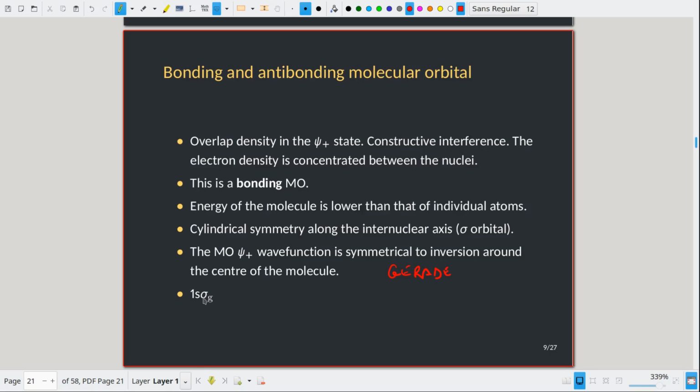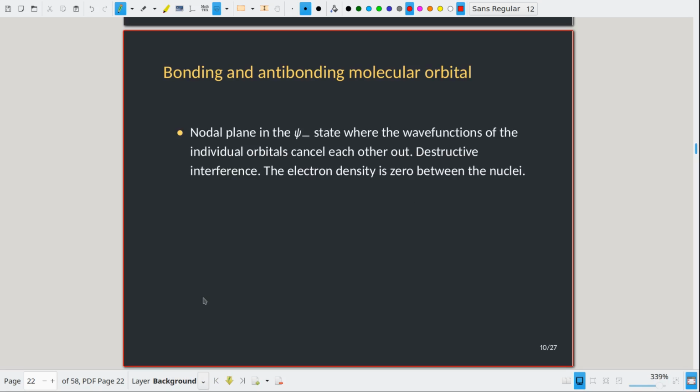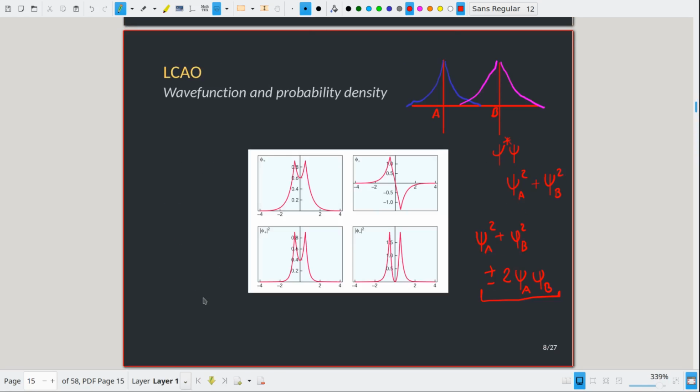Now, what happens in the case of the subtraction between the two atomic orbitals in the linear combination? Well, in this case, you can see that we've got this sort of situation here, represented by this wave function, and we've got a node in the middle, right in the center of the molecule, where the probability density of finding the electron is actually 0. So we've got a node where we have no chance of finding the electron.